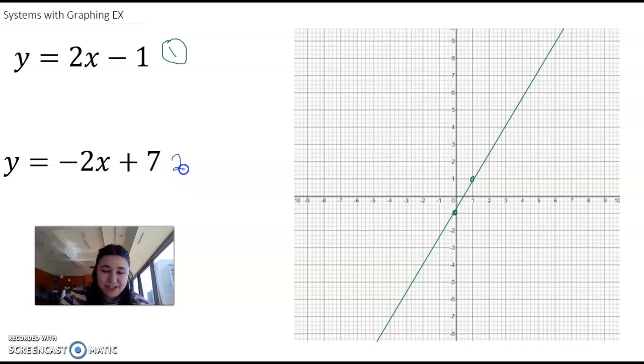Next we have our second line. Like I said, you're basically just drawing two lines, which you can already do. We're starting at a +7, and this is a negative, so we're going to go down 2, and to the right 1. I'm going to draw our line, which is blue this time, for fanciness.